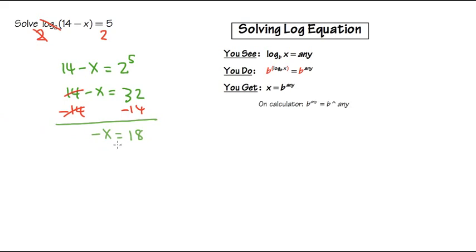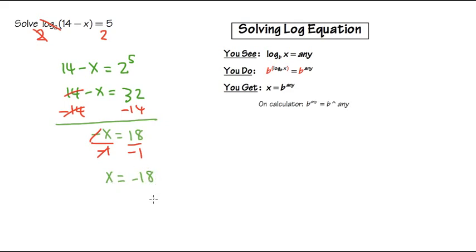This is negative x. We don't want that. Let's divide both sides by negative 1, so that we will end up with positive x. Then we will have positive x equal to negative 18, because 18 divided by negative 1 is negative 18. All right, so now we have to see if this is the answer or not.